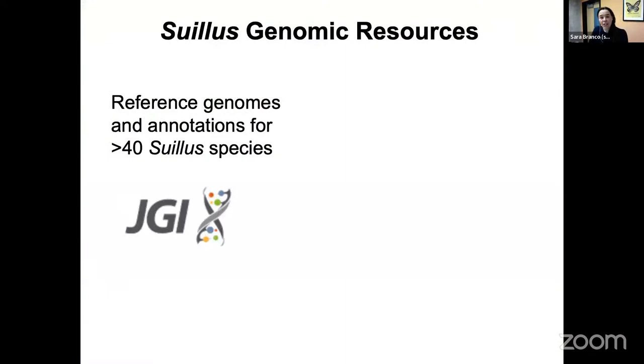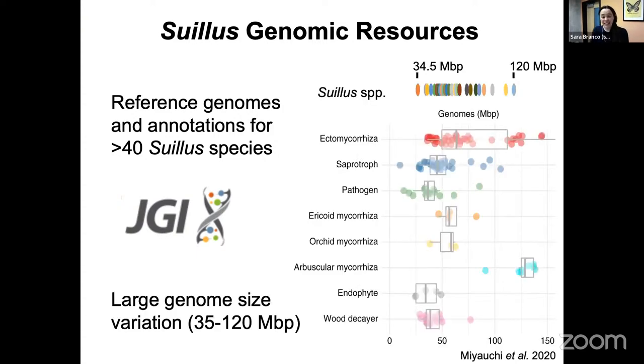And so the first thing that we did was to improve genomic resources for the genus. And so we got a lot of support from the Joint Genome Institute to compile reference genomes and annotations. And so now we're at over 40 species, which is basically half of the genus. And what we learned so far is that there's huge genome size variation across the genus.